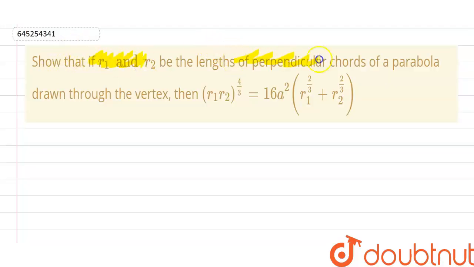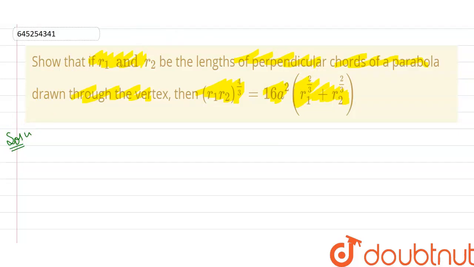Okay, so the given question here is: show that if R1 and R2 are the lengths of perpendicular chords of a parabola drawn through the vertex, then (R1 R2)^(4/3) should be equal to 16a^2 times (R1^(2/3) + R2^(2/3)). So first of all, this is my solution part.